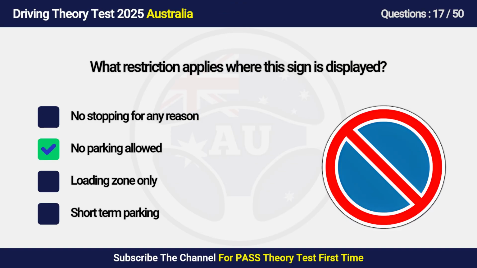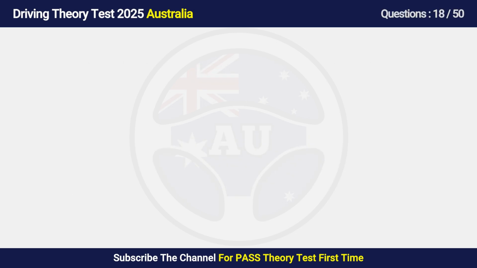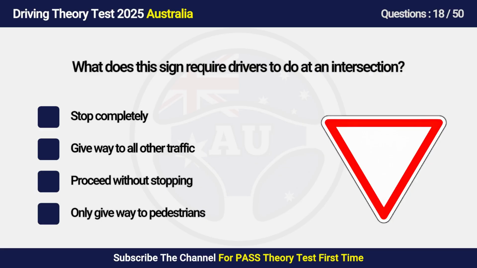Answer is B. No parking allowed. This sign means no parking. You're not allowed to park your vehicle in this area. You may stop briefly to pick up or drop off passengers or goods, but the driver must remain with the vehicle. Question 18. What does this sign require drivers to do at an intersection? A. Stop completely. B. Give way to all other traffic. C. Proceed without stopping. D. Only give way to pedestrians.